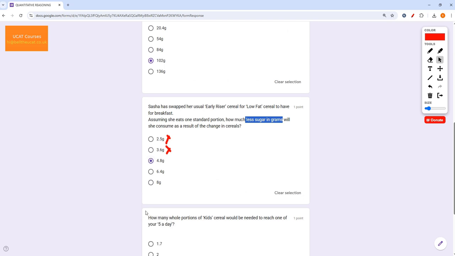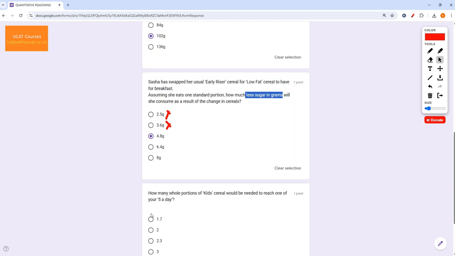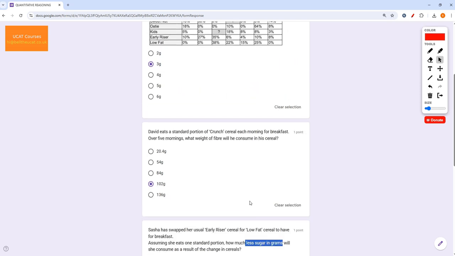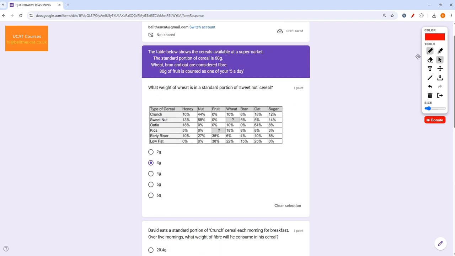How many whole portions of kids' cereal would be needed to reach one of your 5 a day? 5 a day means 80 grams of fruit. So how much is fruit for kids? 5 and 18, 23, 23 and 16, 39, 39 and 3, 42. 100 take away 42, 58. So I'm looking at 58%.